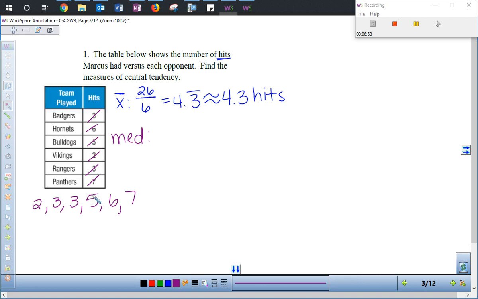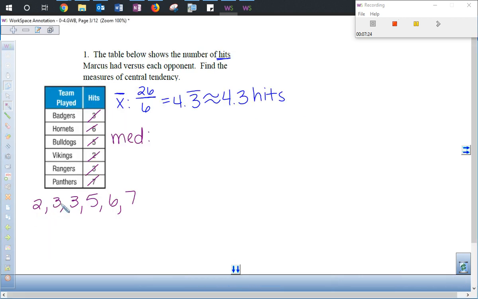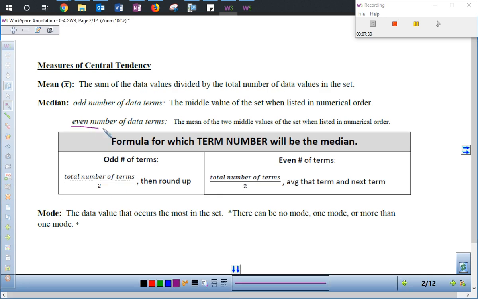Now, I understand that you guys have found the median in the past. It's just the number in the middle. But today we're going to talk about an easier way to identify it that requires a little bit less work. So to find the median, first you need to determine how many terms you have. So for us, we had 1, 2, 3, 4, 5, 6 terms. And that is an even number of data terms. So since I have an even number of terms, the median will actually be the mean of the two middle values of the set when listed in numerical order.